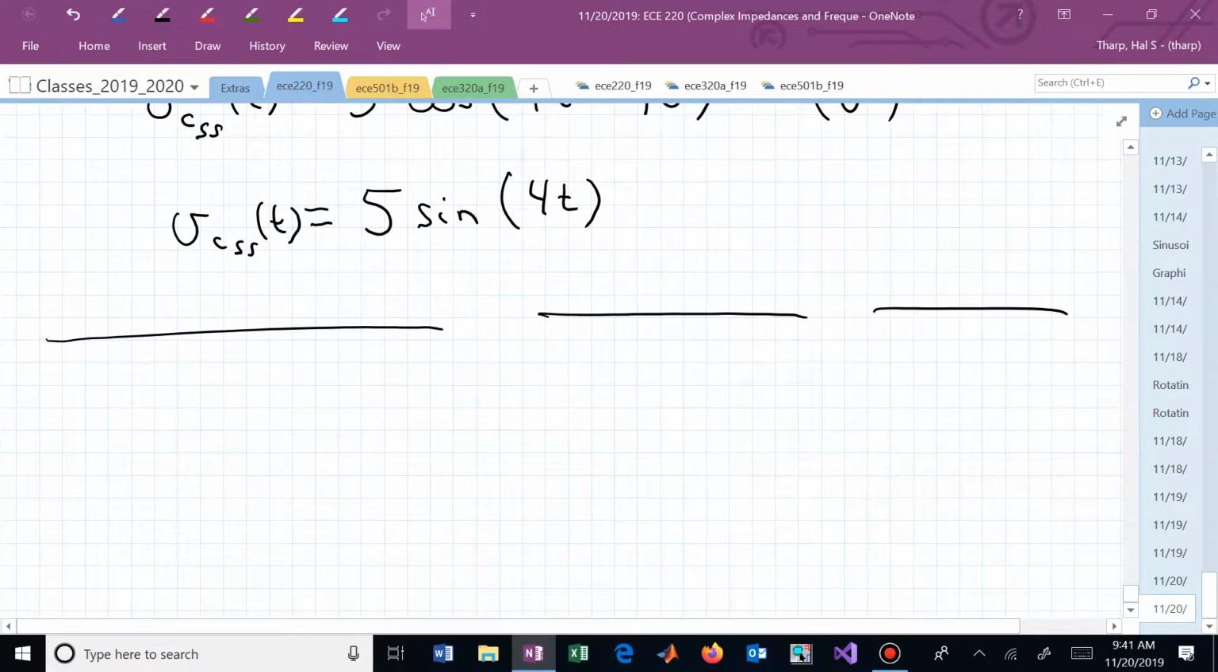Let's look at another example. Let's now find an equivalent impedance.